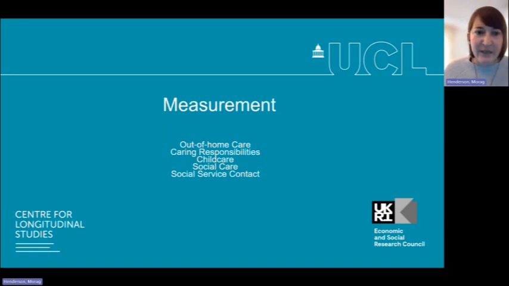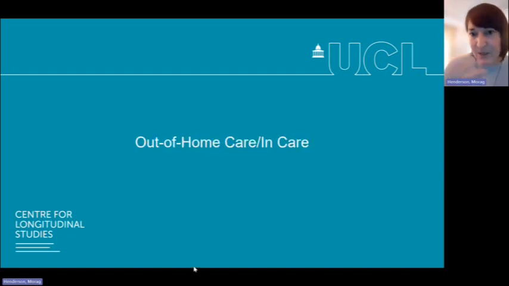And I focused on these five subgroups of care. Care in and of itself is a wide and diffuse term, and some aspects of care in the cohorts I would say are better measured than others. And so I'm going to show you how best I think we capture these dimensions. The first being out of home care, sometimes in care, sometimes care leaver; caring responsibilities; childcare, mainly centre-based childcare; social care; and social service contact. And I'll give you a very brief definition of each of these as we go through.